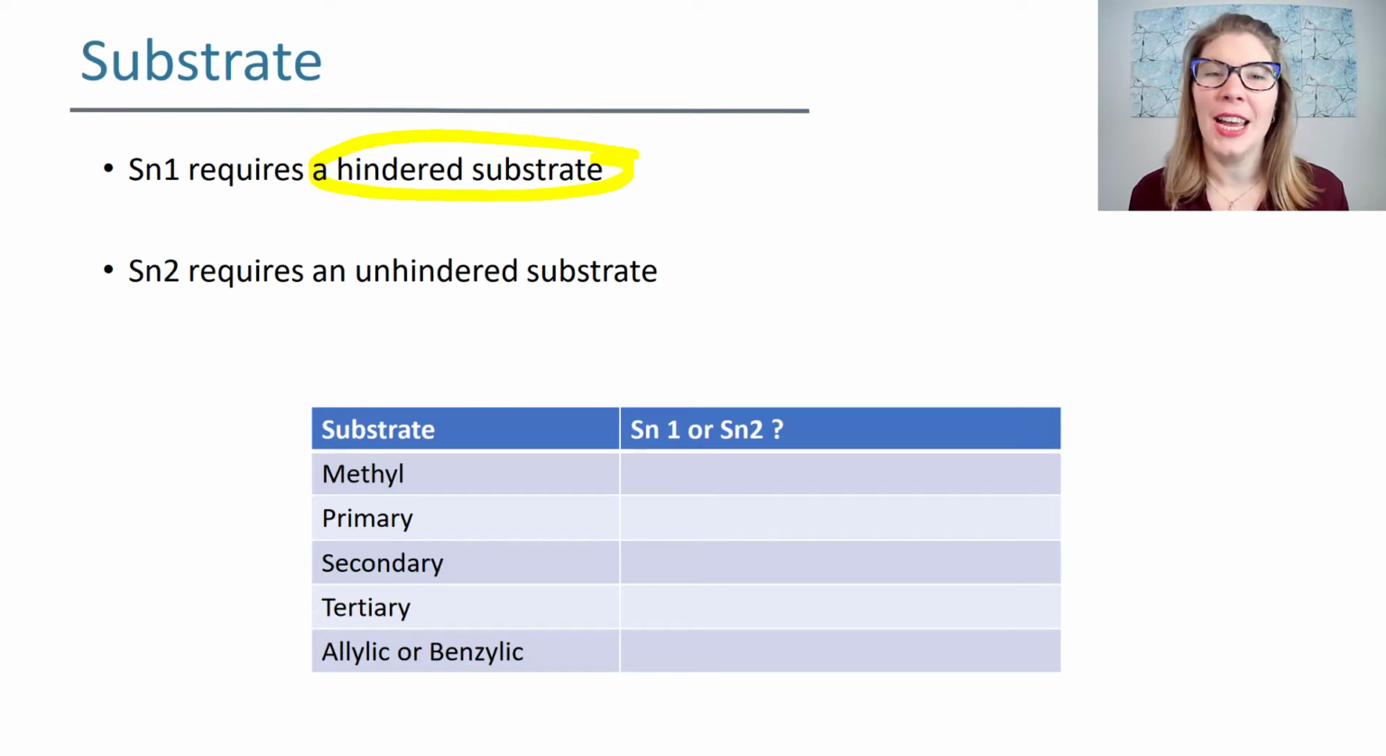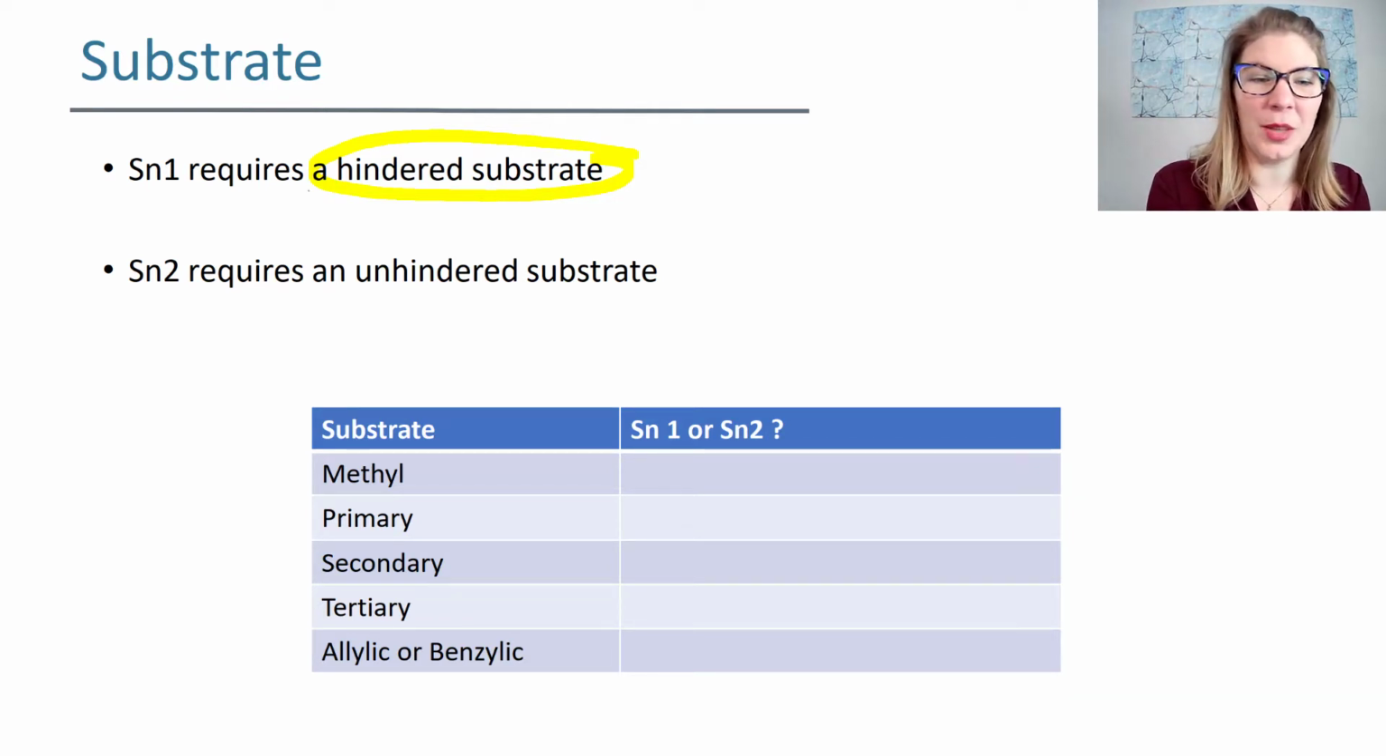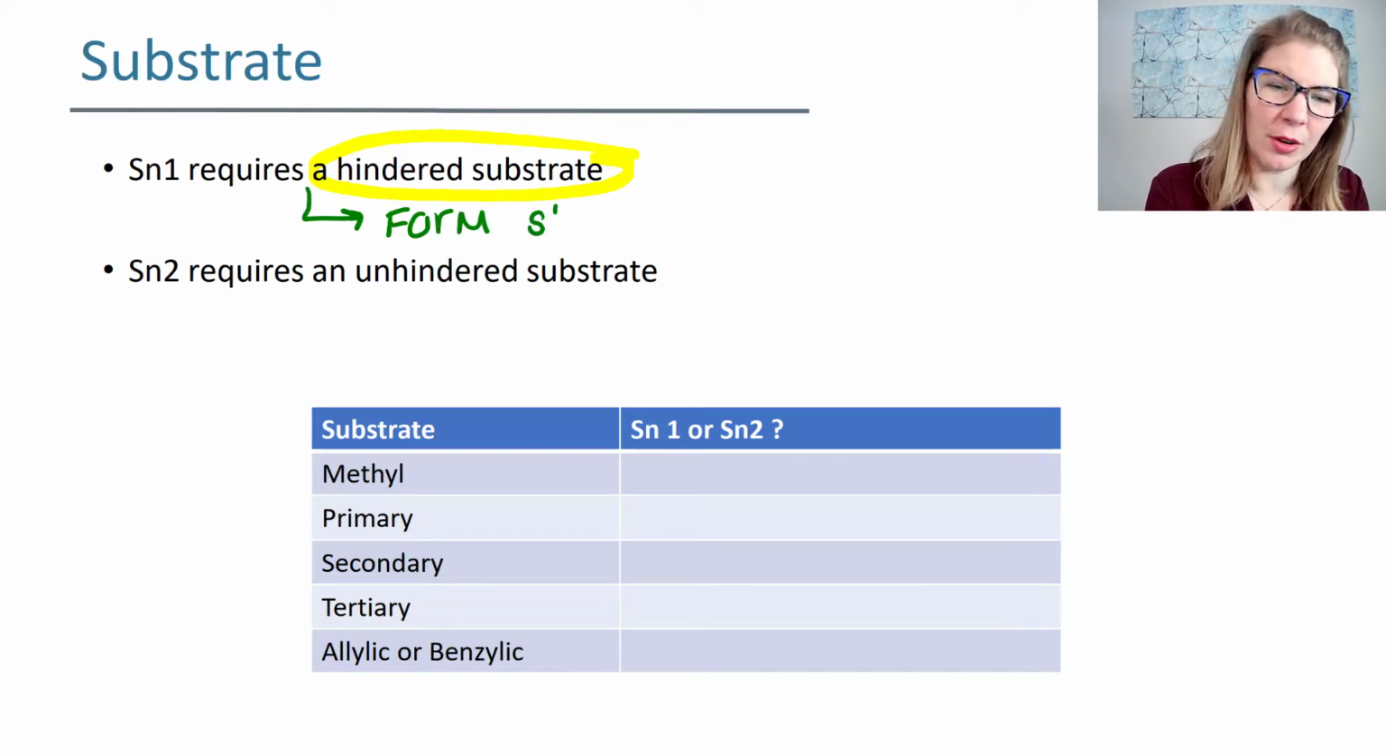When we look at a hindered substrate, what we're talking about is tertiary or secondary, something that's going to form a stable carbocation, right? So that's our goal here. We need to form a stable carbocation.